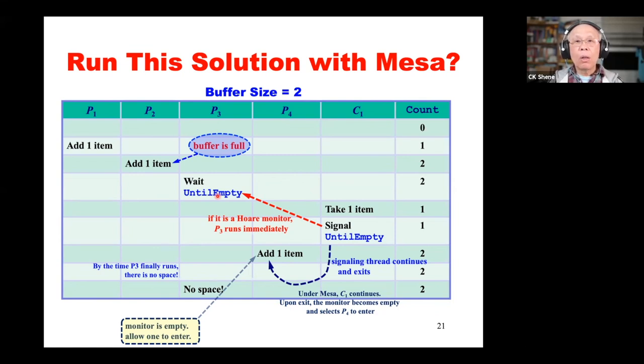So this is a very simple example illustrating the fact that when you want to use a monitor, check to see what type the system supports. You cannot expect a Hoare type monitor program running with the Mesa type to still be correct. So always remember this and check the system specification carefully.